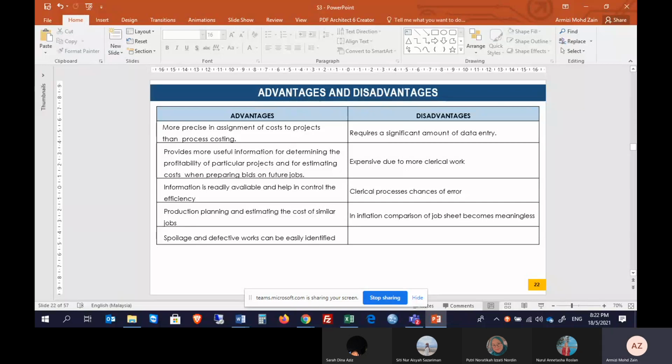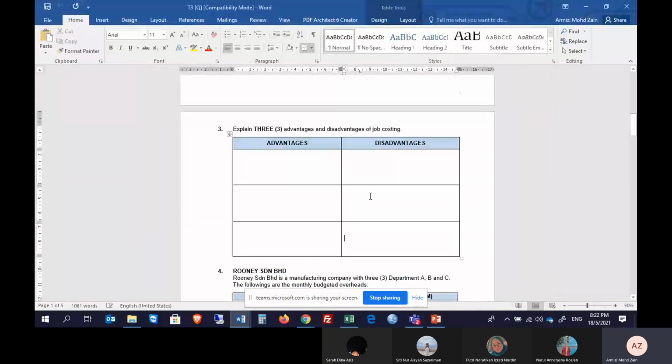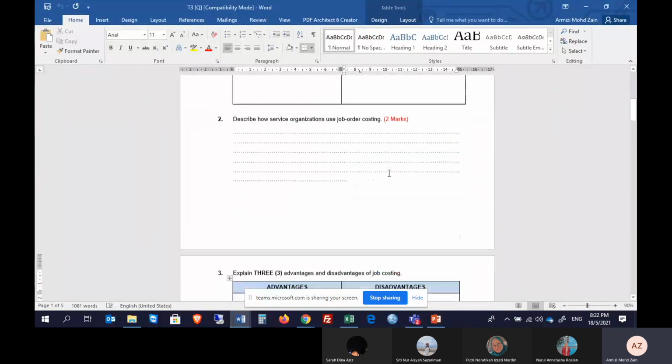And then spoilage and defective work can be easily identified because you have data. You can check where there is spoilage, where there are defects. Okay, these are the advantages and disadvantages of job order costing. So we can now distinguish or differentiate between job costing and process costing.